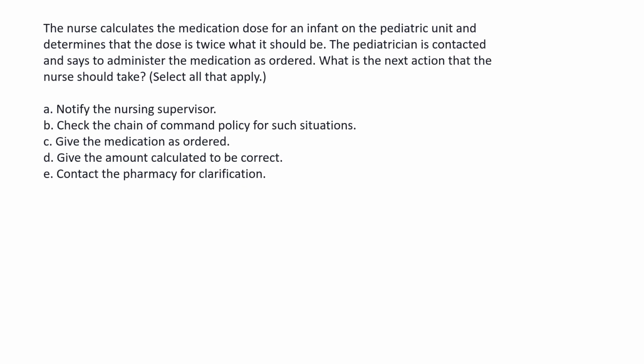The nurse calculates the medication dose for an infant on the pediatric unit and determines that the dose is twice what it should be. The pediatrician is contacted and says to administer the medication as ordered. What is the next action that the nurse should take? Select all that apply. A. Notify the nursing supervisor. B. Check the chain of command policy for such situations. C. Give the medication as ordered. D. Give the amount calculated to be correct. E. Contact the pharmacy for clarification.